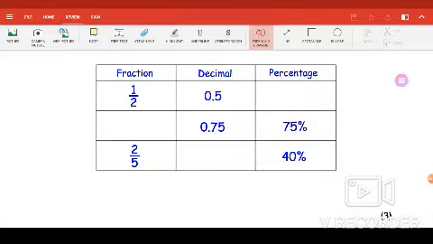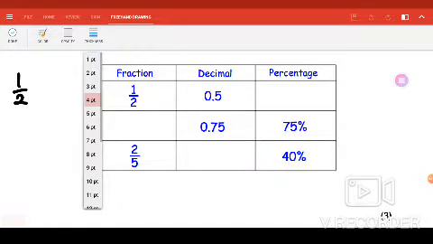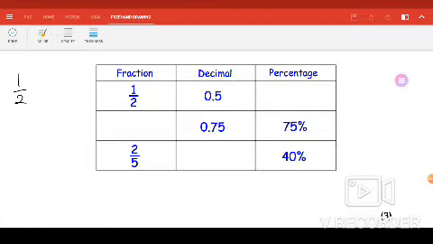But if you don't know how to convert, for example 1/2, you know that the denominator you need to make it 10, 100 or 1000, so we can multiply by 5 up or down, so it's 5/10. Now it's 0.5 or 50%.